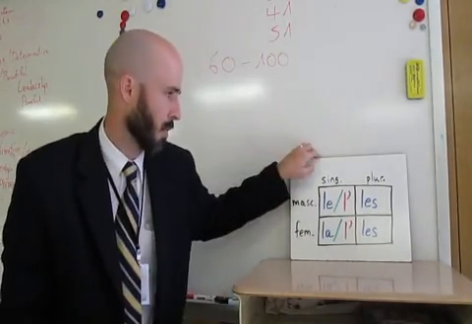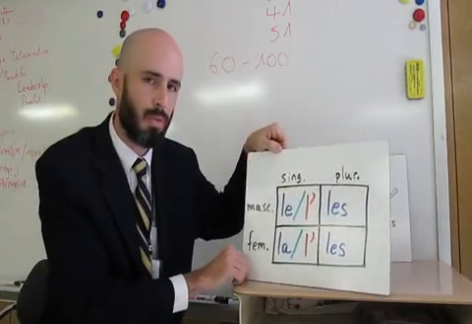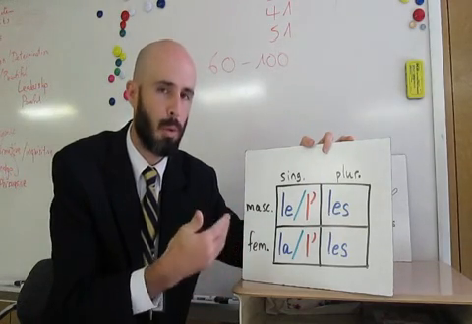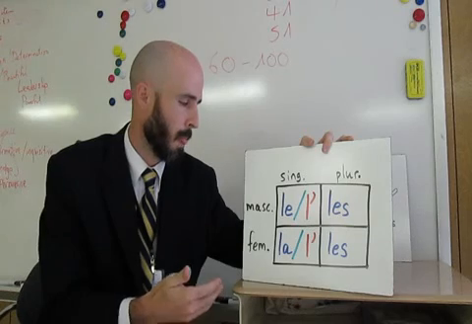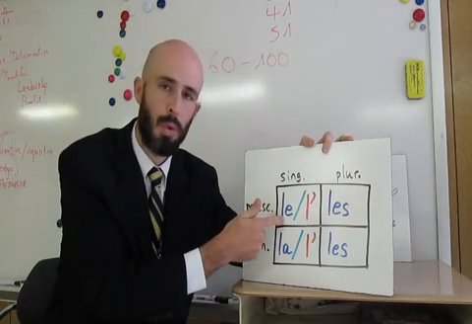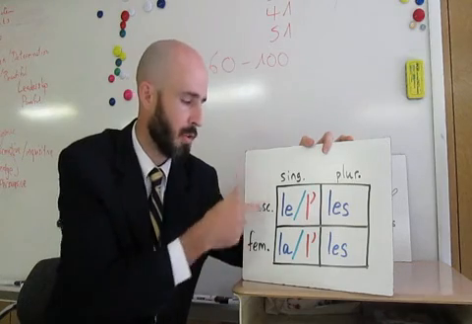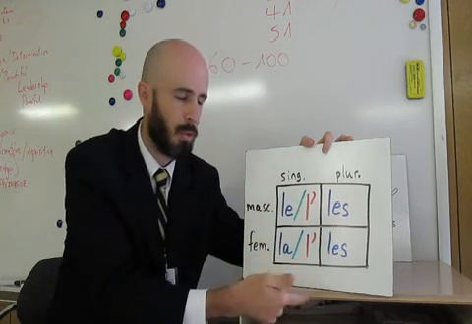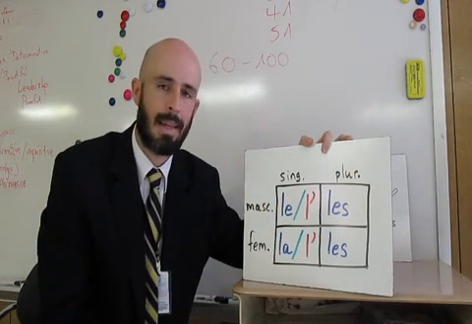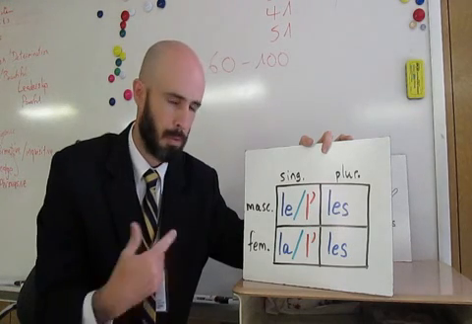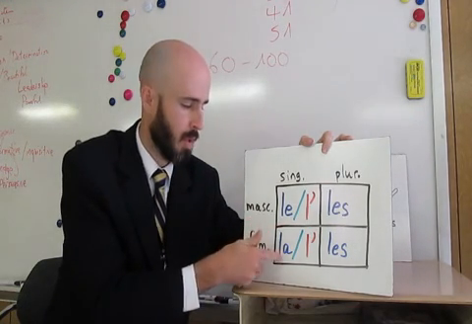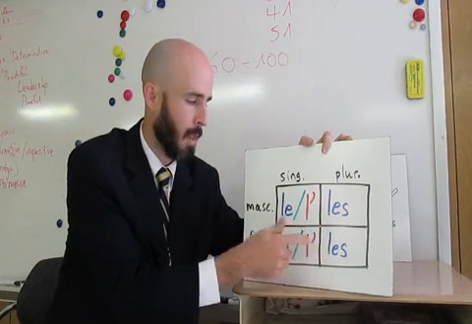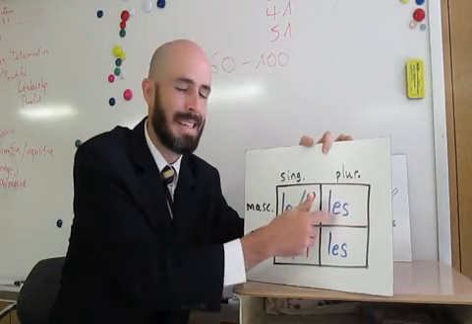So here are the forms of the definite article in French. All of these are equivalents to the in English. For masculine singular nouns we use le. For feminine singular nouns we use la. And for plural nouns, either masculine or feminine, it's the same form: les. So repeat with me. We have le, la, les. Le, la, les.